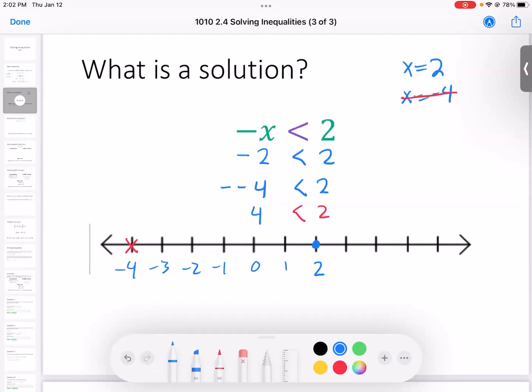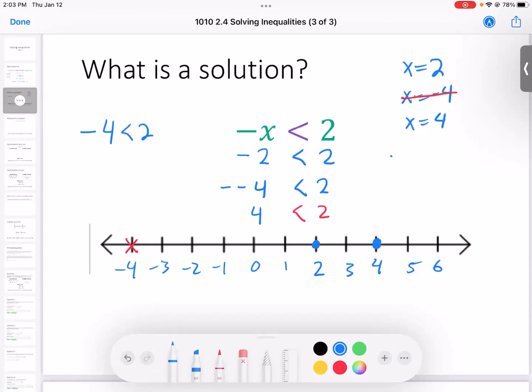What would be something that would be a solution? 4. Okay, yep, that one would work because in that case we'd have the opposite of 4 is less than 2, which is true. So 4 would be a solution. Any other possible solutions? So we know that 2 and 4 are solutions. What about the numbers in between 2 and 4? Are those solutions as well?